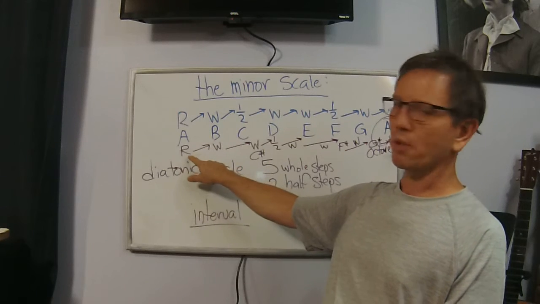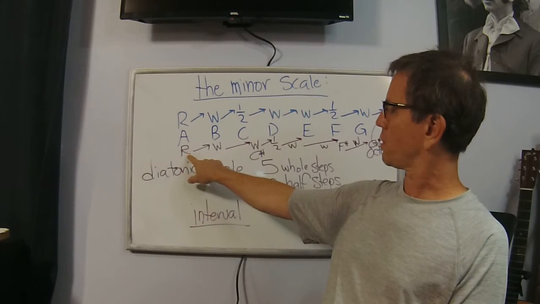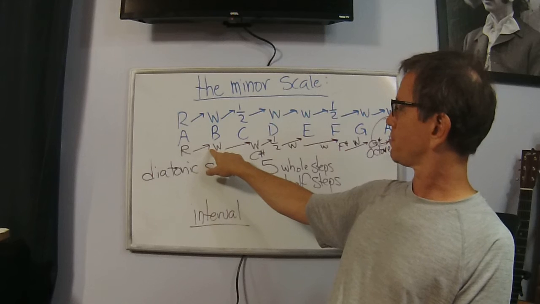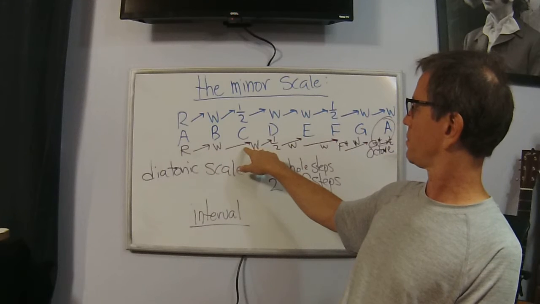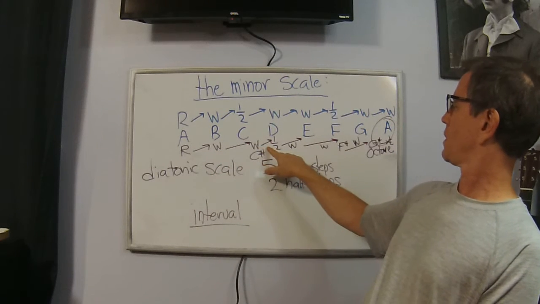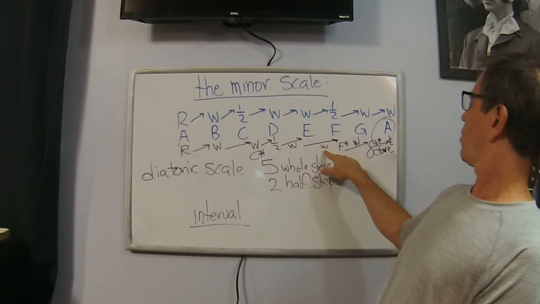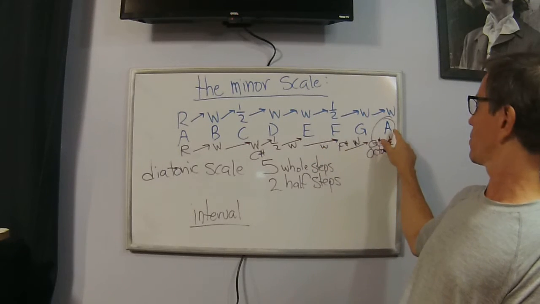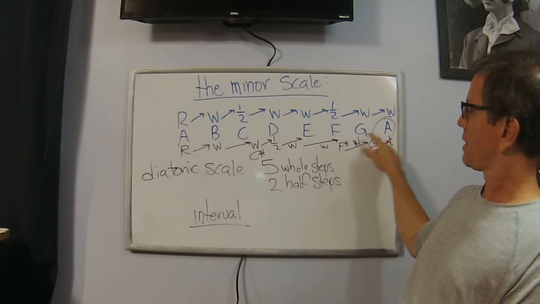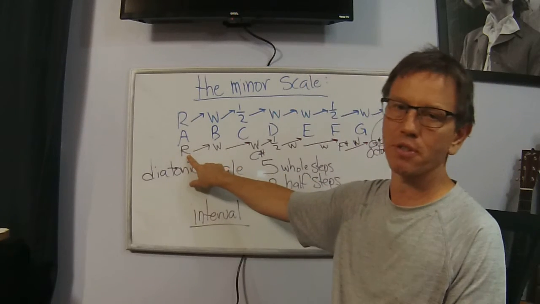But remember, the formula for a major scale would start on a root note, go up a whole step, so 2 frets on your guitar, go up a whole step, go up a half step, up a whole, up a whole, up a whole, up a half, until you get to your octave, which is A. That is the formula for a major scale.